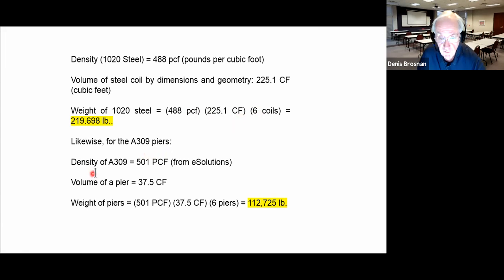Likewise, for the piers, I'm thinking about 6 piers. Okay, so the density of the A309 is 501 pounds per cubic foot. The volume of the piers is 37.6 cubic feet. So that allows us to calculate the weight of the piers, skid rails.